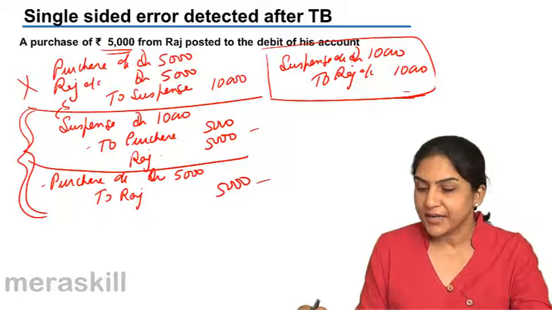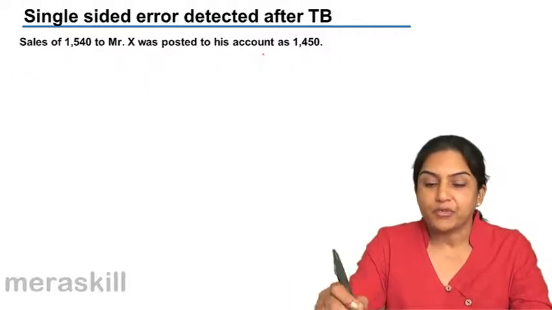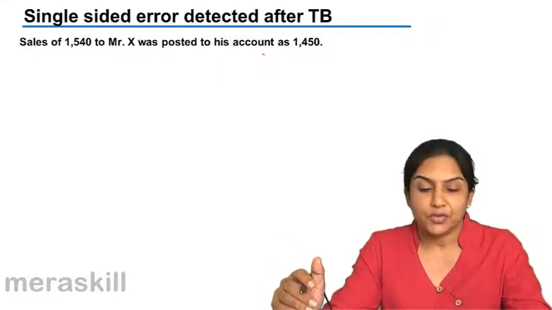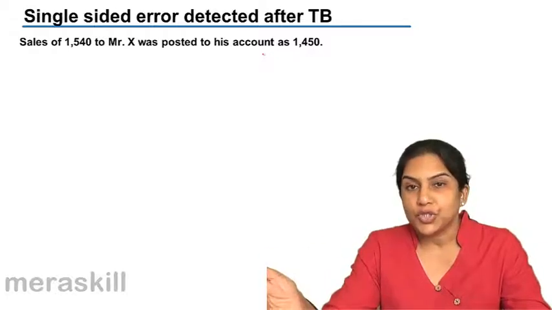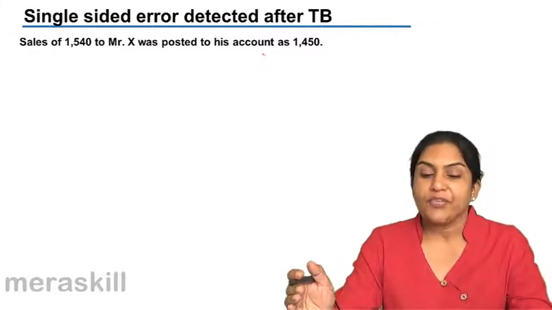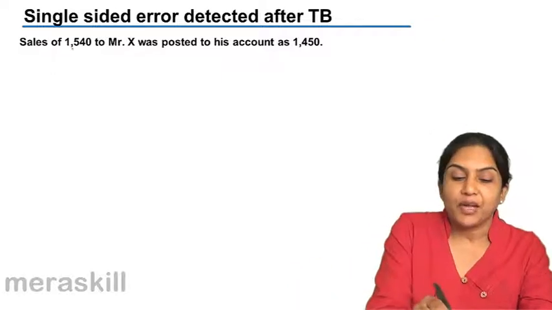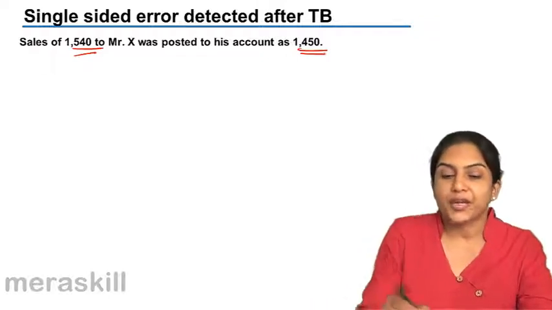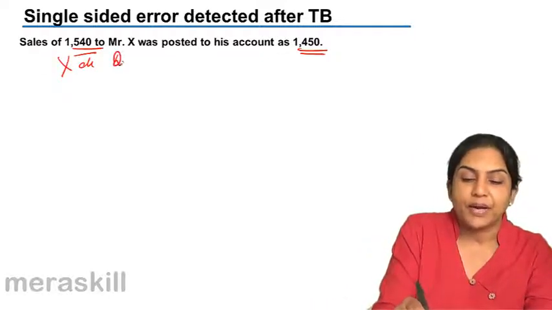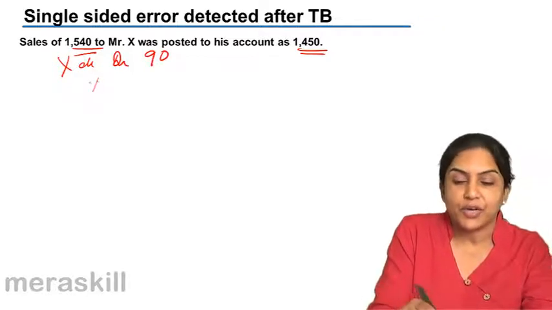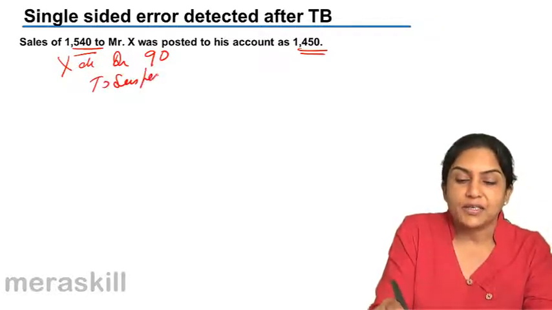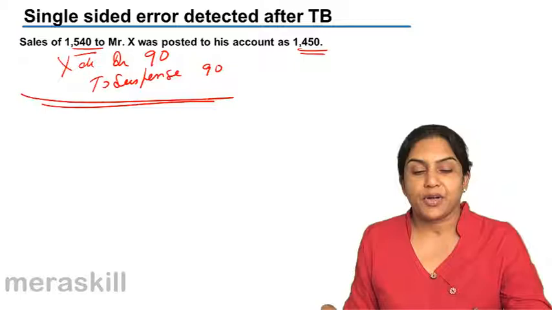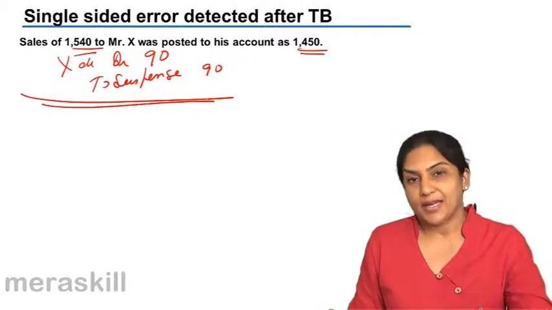One more single-sided error. Sales of 1540 to X was posted to his account as 1450. So how is it posted to X account? X account was debited, but instead of debiting 1540, we debited only 1450. How do you rectify? Debit X account by the difference of 90, because that's what is required. X needed another debit of 90 rupees. So X's account debit 90 to suspense 90.